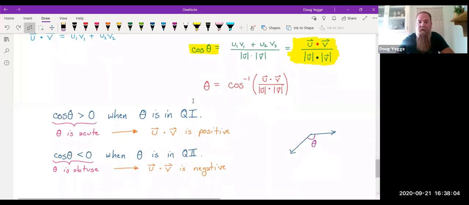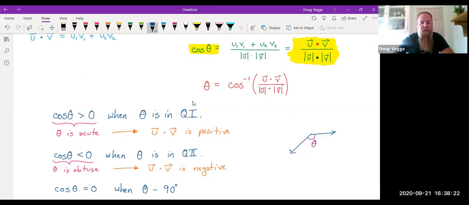But there's one more possibility here. The last possibility is that cosine of theta could be equal to 0. And cosine of theta is equal to 0 when the angle equals 90 degrees. So that would imply that the vectors are perpendicular to each other. So if the angle between them is 90 degrees, then the vectors are perpendicular. But we give that another name. When two vectors are perpendicular, we say they are orthogonal.